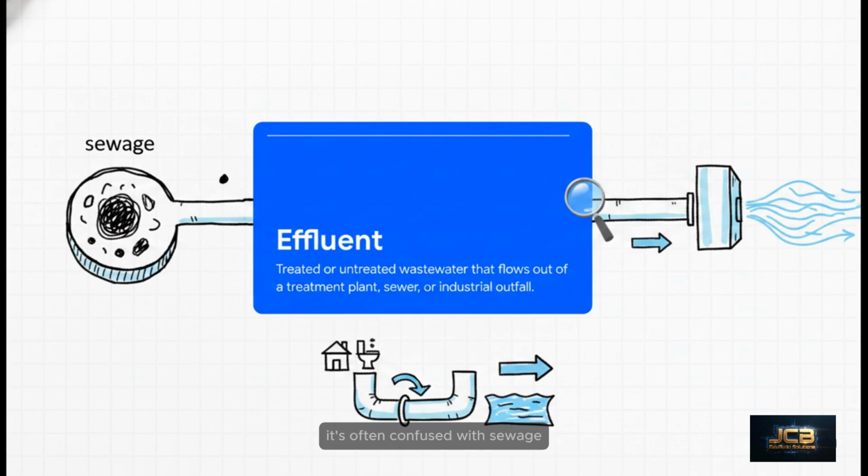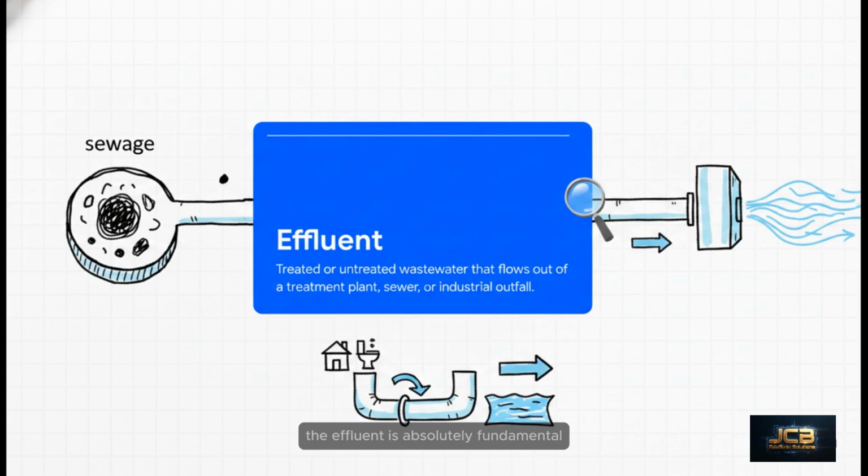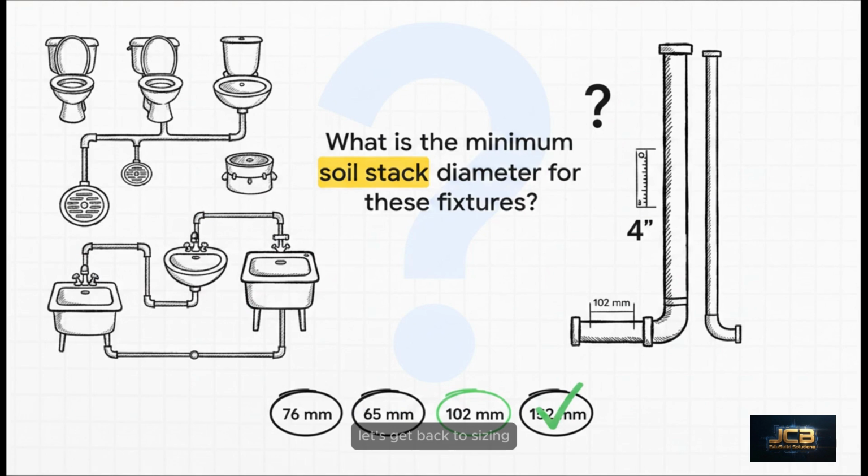It's often confused with sewage, but sewage is the raw, untreated wastewater that flows in. Knowing the difference between what comes in, the influent or sewage, and what goes out, the effluent, is absolutely fundamental. Let's get back to sizing.